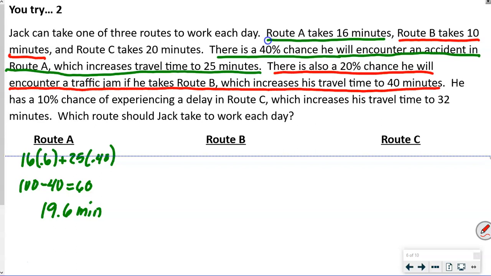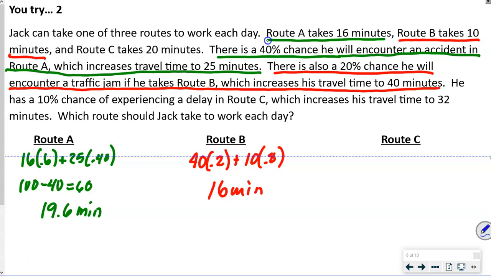So now look, you could also do this the flipped way. We could say 40 minutes at 20%, right? And then his original time would have been 10 minutes, and that would be 80% of the time, right? So when we do this one, and I don't care which way you do it, if you want to do with traffic first or without traffic, it's up to you. Whichever way works better in your brain. So this one's 16 minutes.